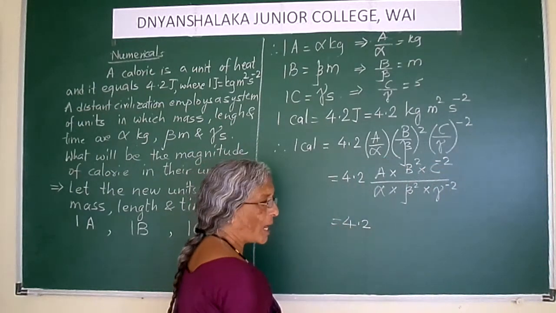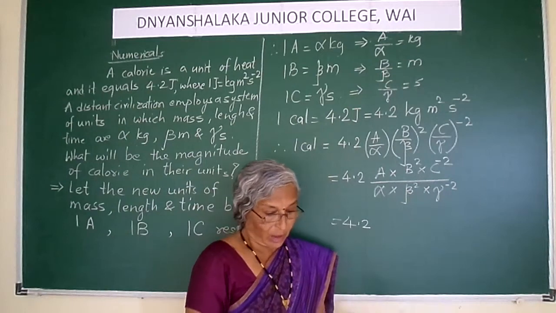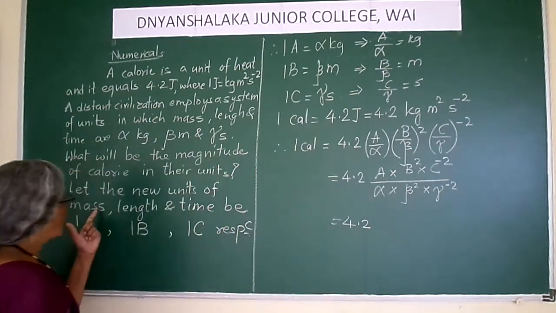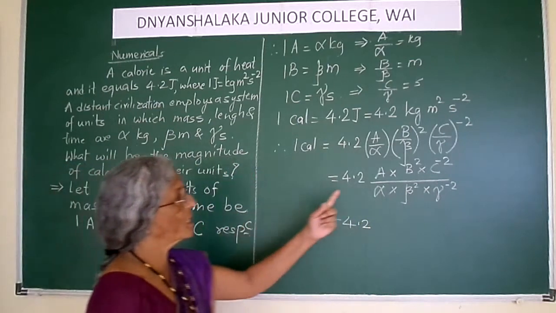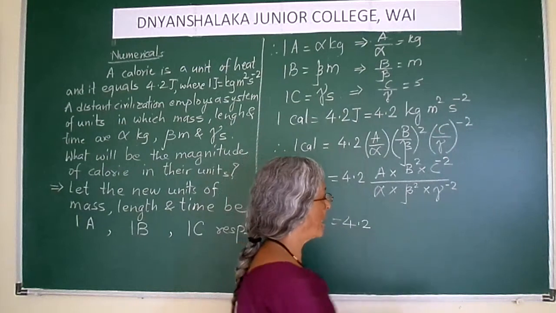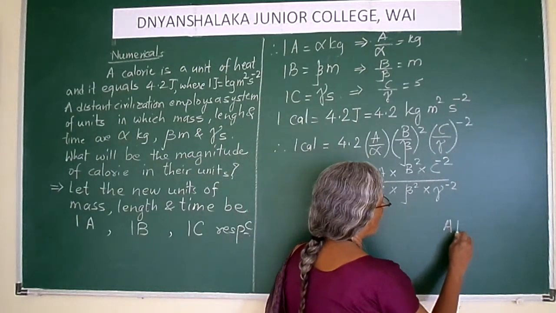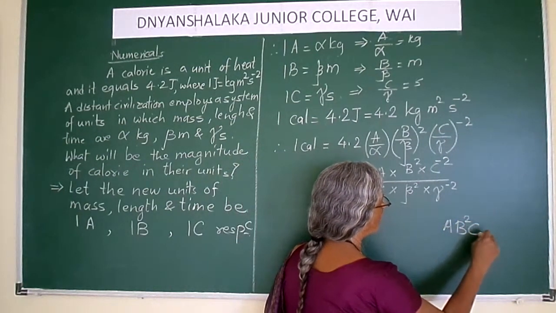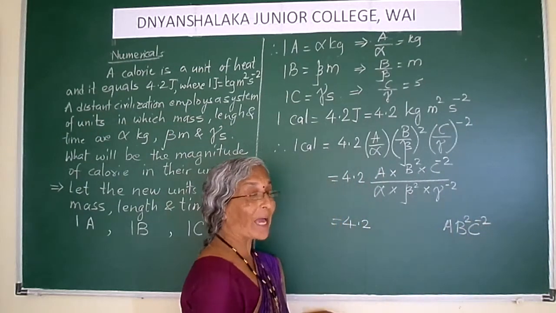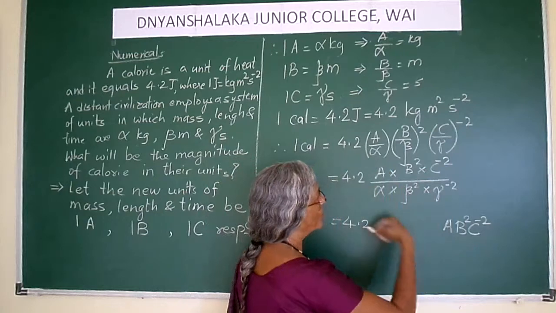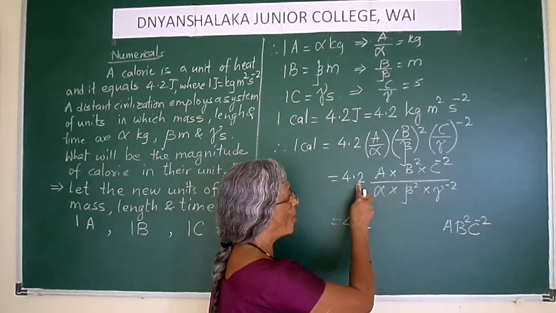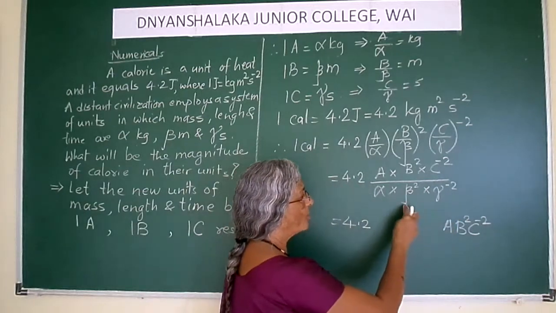So that is going to be 4.2. Now, what are the new units for mass, length and time? A, B, C. So these are all going to be our units. So let us take them as A, B square, C raised to minus 2. This is going to be the unit. What is going to be the magnitude? Leaving the units, whatever remains is the magnitude. So what is the magnitude? 4.2 upon the whole of this.